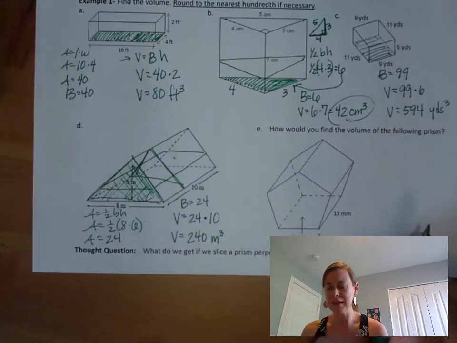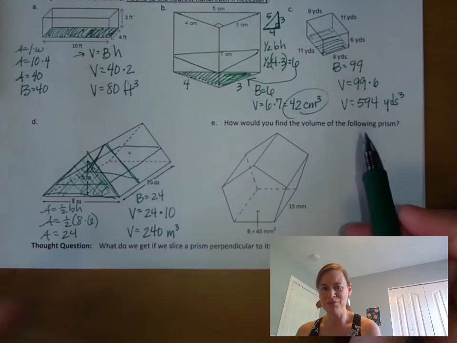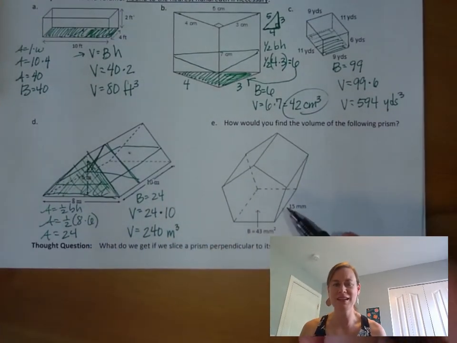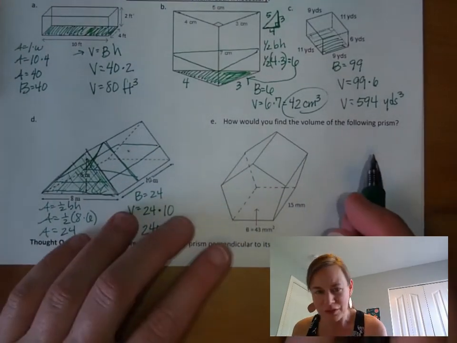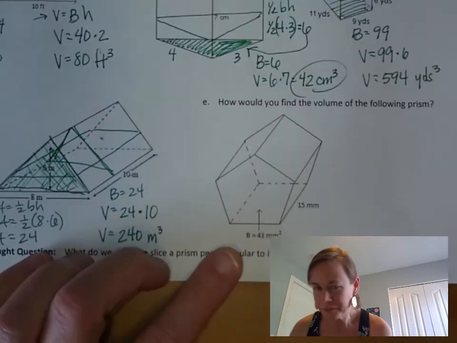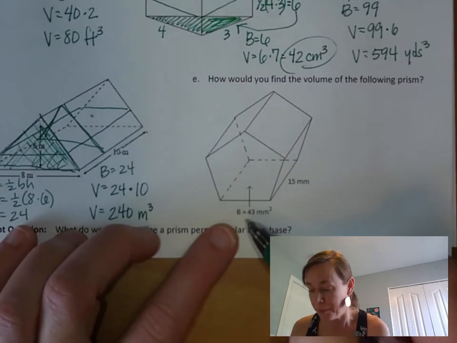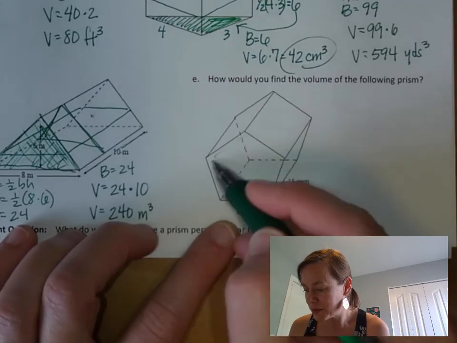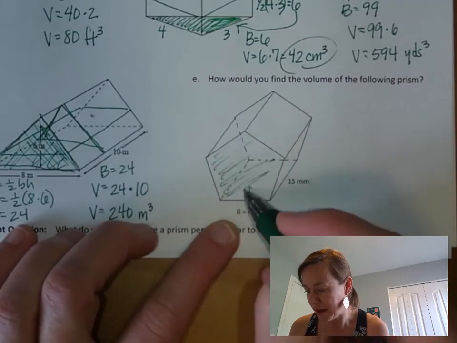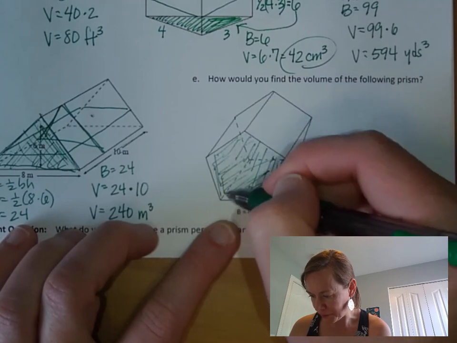Okay, let's look at this pentagon. How would you find the volume of the following prism? Well, we don't know how to find the area of a pentagon, right? This pentagonal prism, what are we going to do? Well, if you look really carefully, it says right here that the big B, in other words, the base, is 43 millimeters squared. So basically, the area of this shape is already found for us. So we don't even have to worry about that.